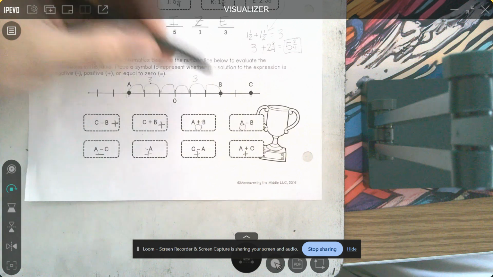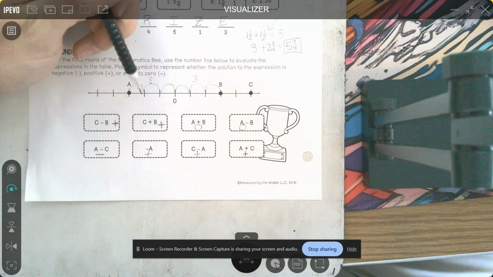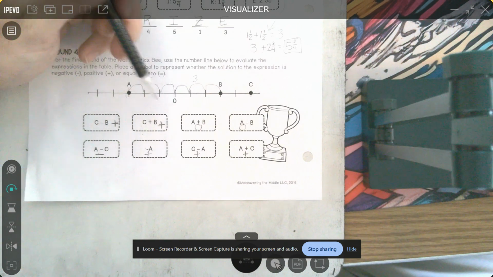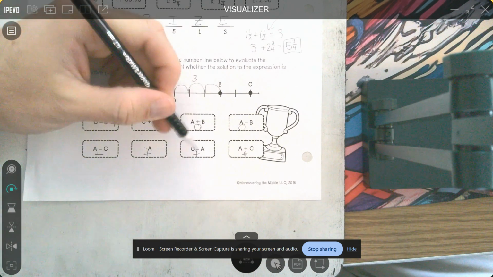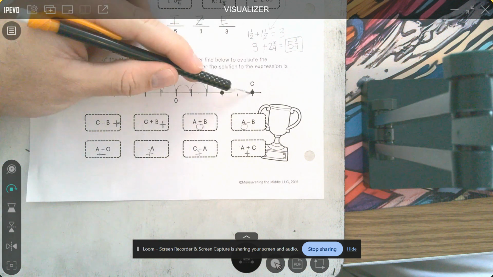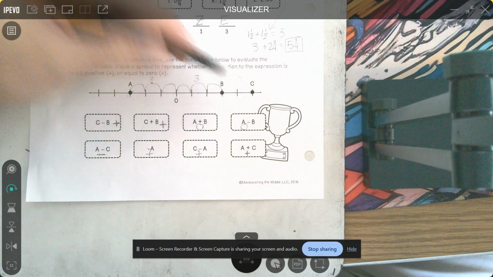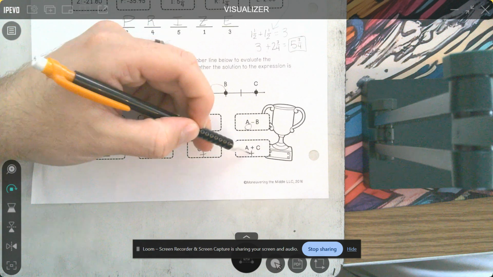C minus A, C is bigger, and we're subtracting a negative. Okay, when you subtract a negative, it's going to be more positive. So it becomes a positive. A plus C, C is positive and it's bigger. It's further away from 0. So C is bigger. It's going to end up with a positive answer.